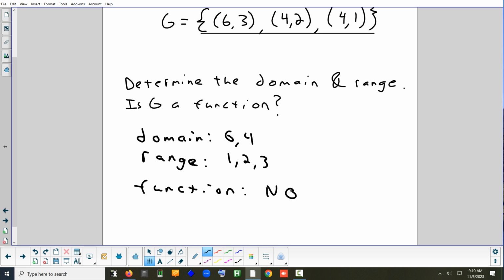It's still a relation. A relation is just a group of coordinates. No rules. Just any coordinates you want. So yes, still a relation, but is it the kind of relation that's a function? No. Any questions on that one?